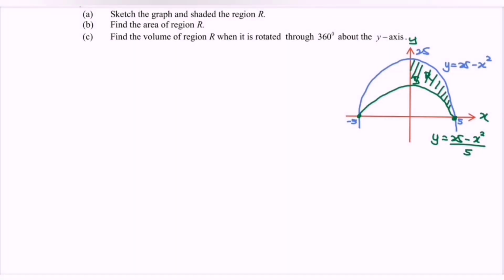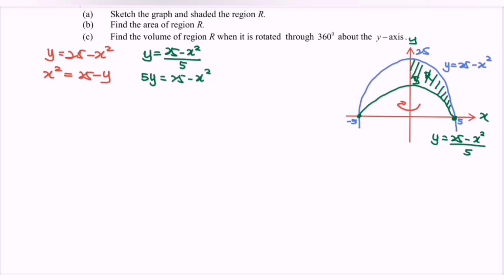Next, part C. Find the volume of the region R when it is rotated through 360 degrees about the y-axis. So meaning that here will be our rotation. So focus on the function. We have y is equal to 25 minus x squared. My suggestion is to express x squared as the subject. So x squared will be equal to 25 minus y. Next, we have y is equal to 25 minus x squared over 5. At the same time, x squared as the subject. So 5y is equal to 25 minus x squared. So x squared is equal to 25 minus 5y.